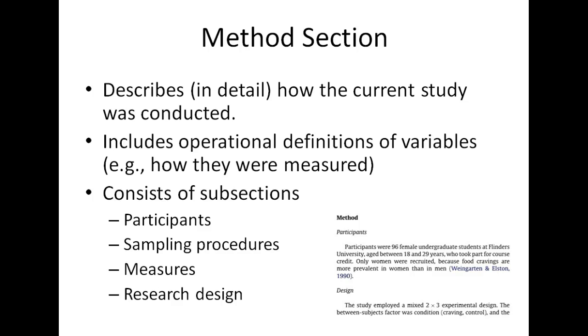And it's often here in this section that we'll get a definition of what they mean. So what does chocolate craving in our example mean? It consists usually, and sometimes there's headings, as you see here after the word method. Who were the participants? What were their sampling procedures? How did they pick them? What measures or what research design was happening?